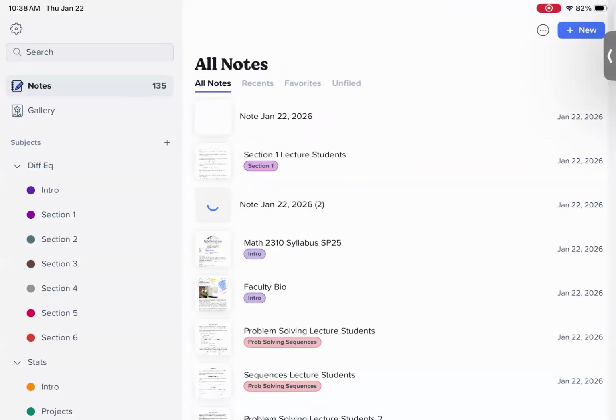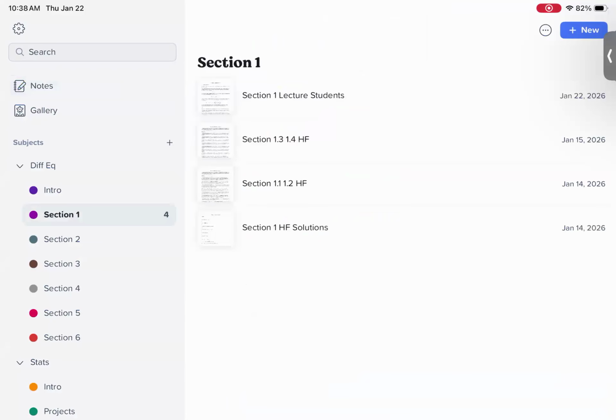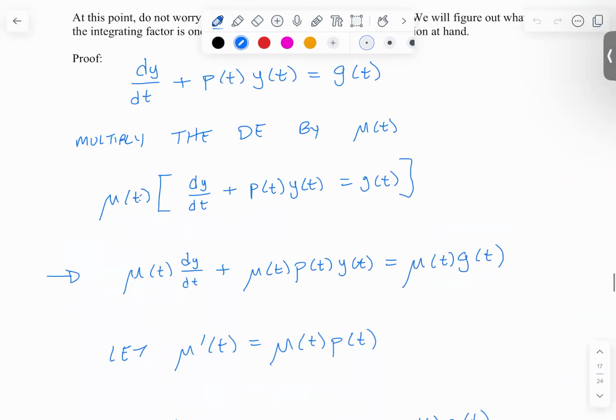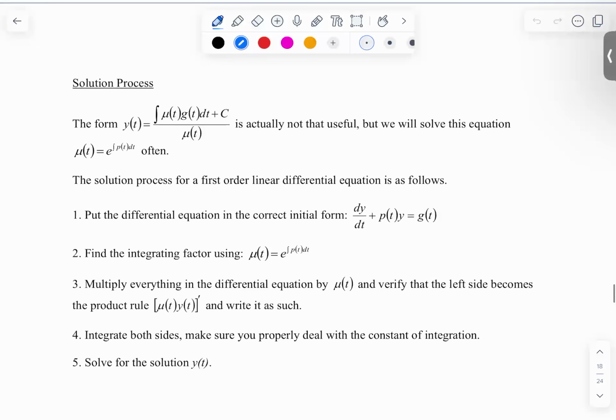So the result is this. Y of t results in this, which is what we just found, where our integrating factor is e to the integral of p of t dt. That is super useful, and the constant went away. Finding that integrating factor, we're going to use that all the time.